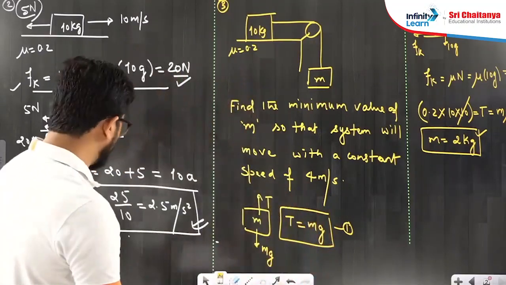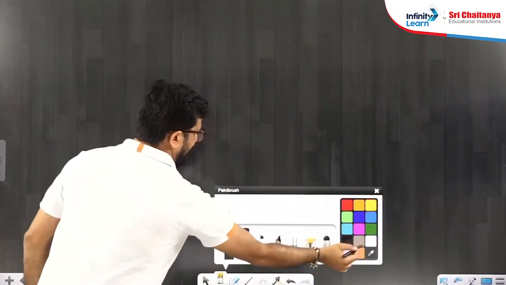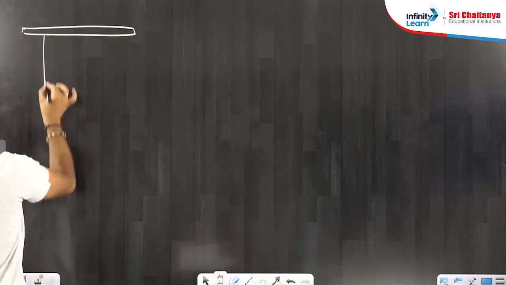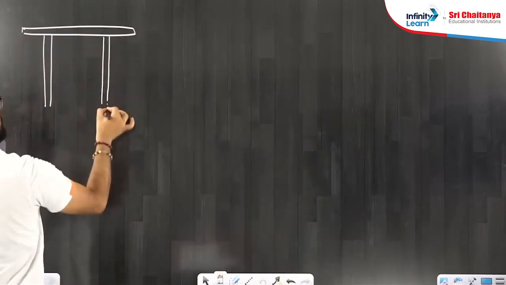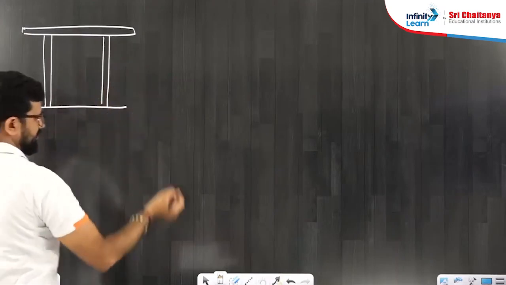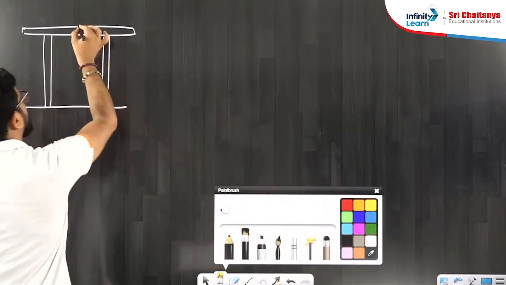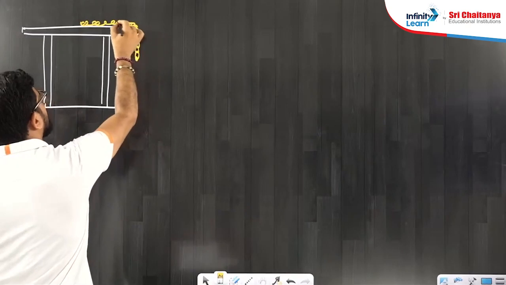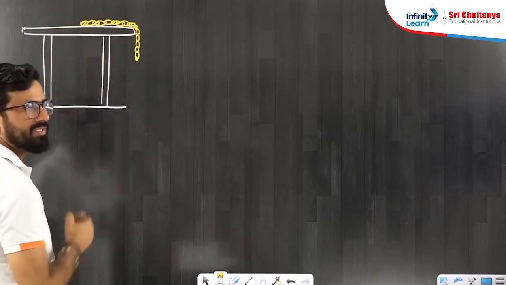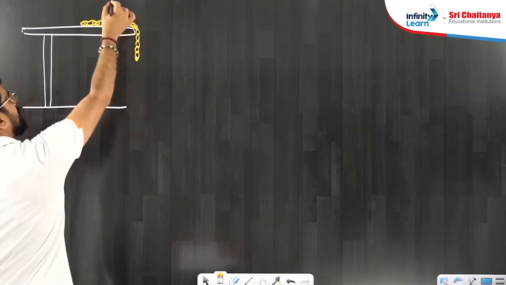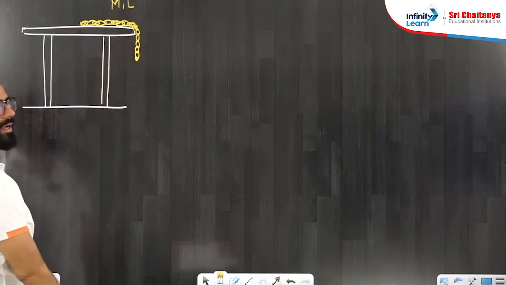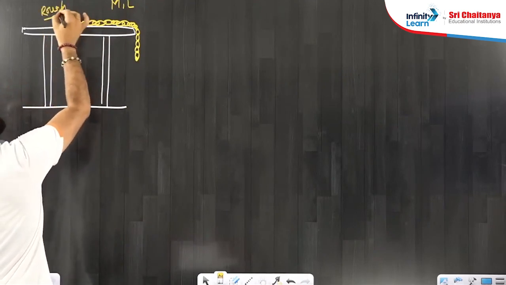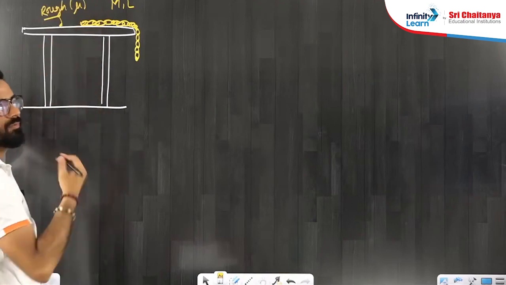Okay, now try to listen. Focus on the board. Suppose there is one table, and one chain is hanging on this table. This is a chain, a uniform chain. Its total mass is m and total length is l. It is hanging, and it's a rough surface actually. Its coefficient of friction is mu, given to you.